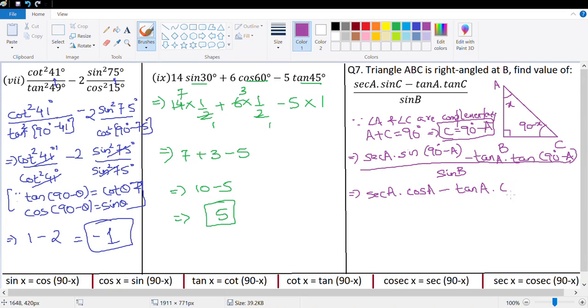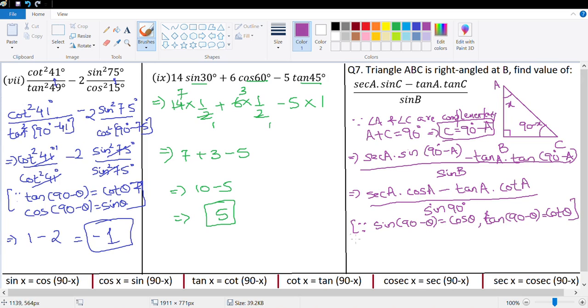So this is cot A upon sine B, which is 90 degree. So this is 90 degree. Let me just write the reason. The reason is since sine 90 minus theta is equal to cos theta and tan 90 minus theta is equal to cot theta. So these are the two reasons.